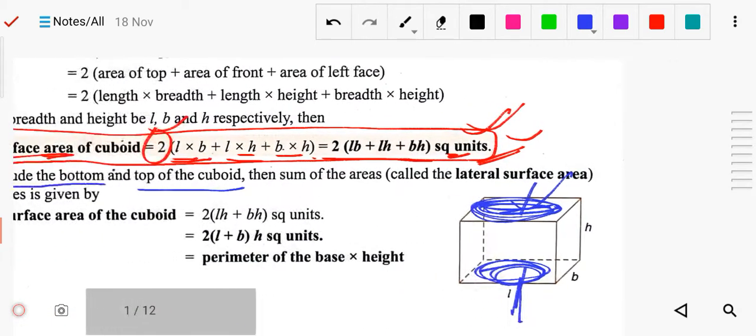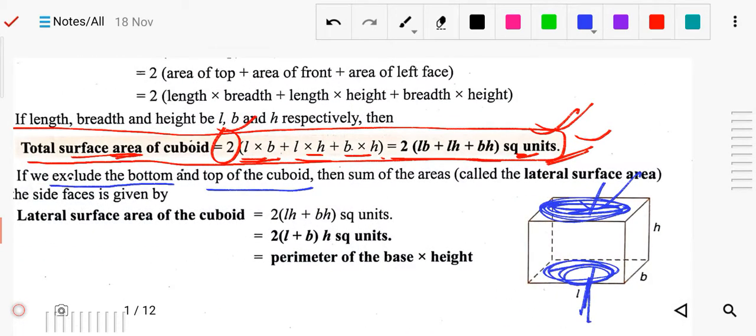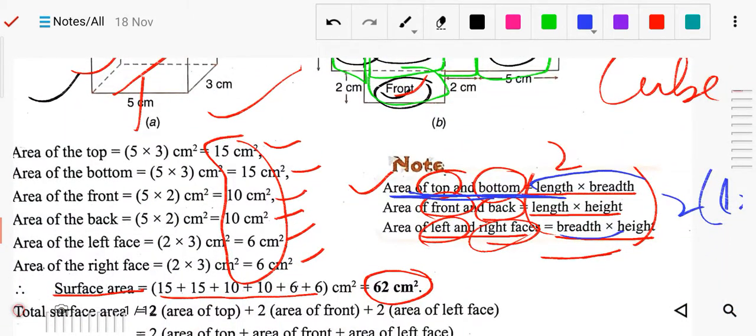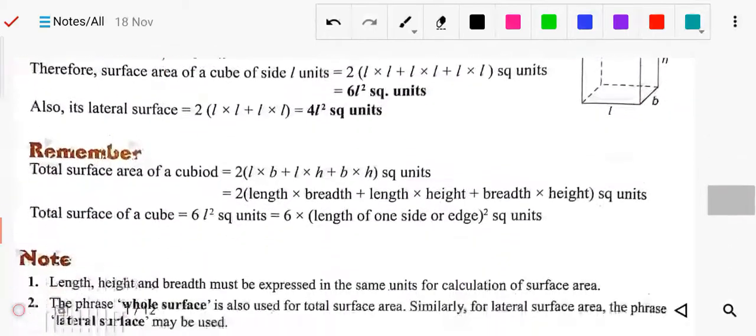Here you can see it is 2 into L plus H. Why L plus H? Because this part is totally excluded. Now what is left is L into H and B into H.